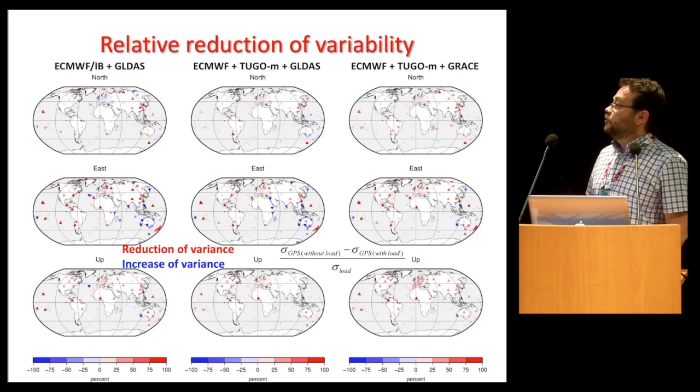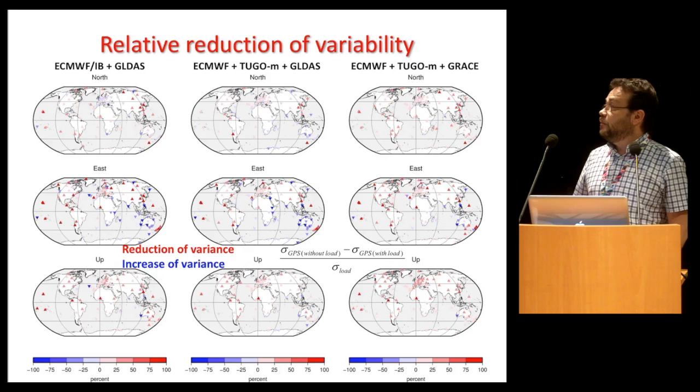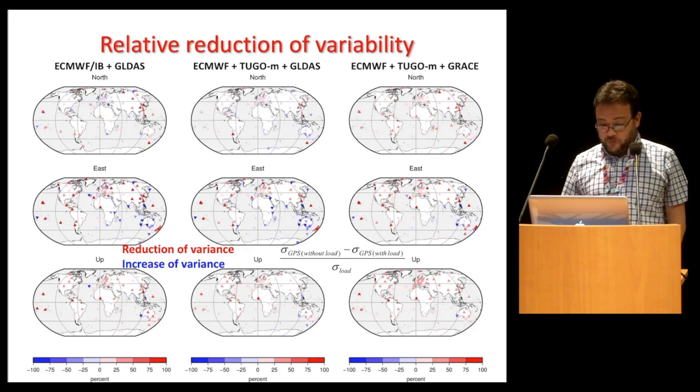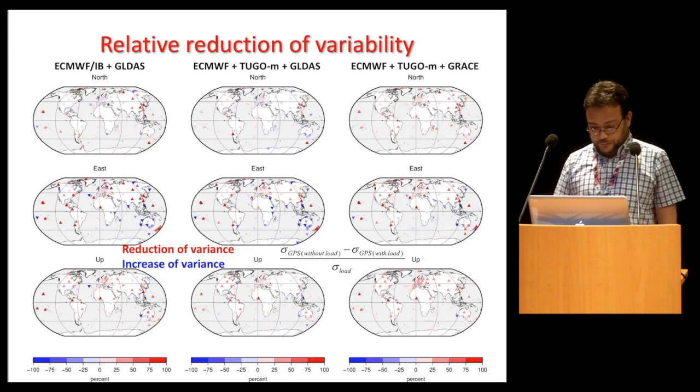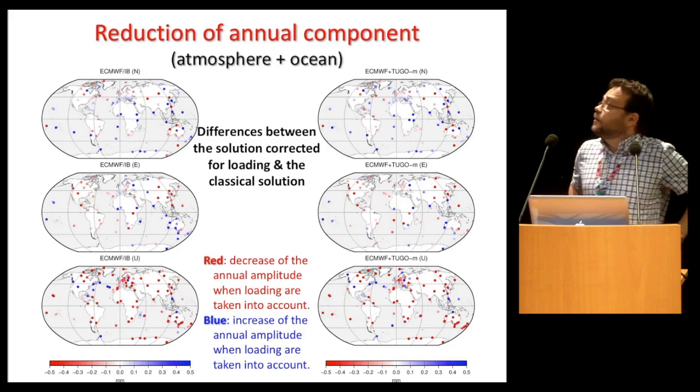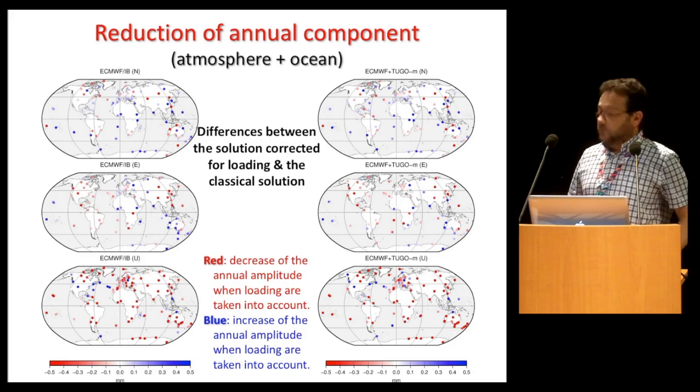So what you can see, I don't reach 100% anywhere. It means that there is another variability in the GPS positioning that does not come from the loading, both horizontal and vertical. So looking at the annual component, again, same kind of plot.